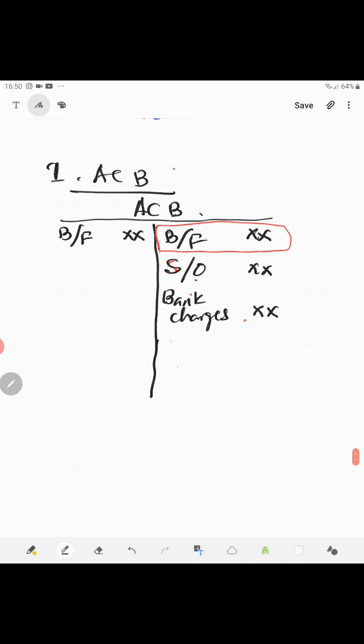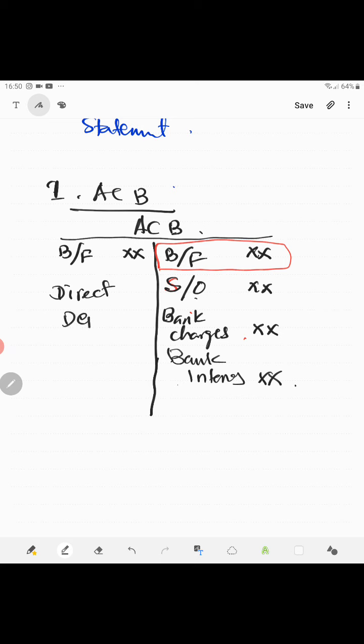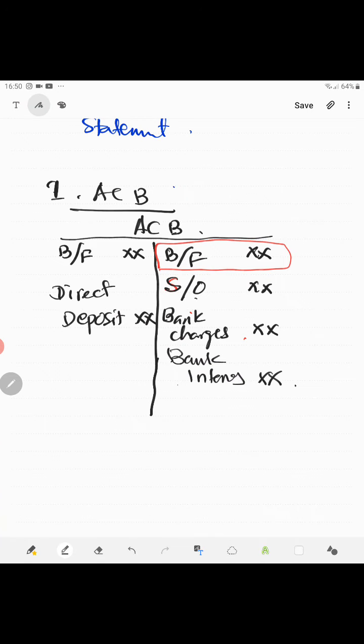And sometimes you may also have bank interest. Bank interest, I may credit this, and I will incorporate direct deposit, I will debit this, or sometimes we call it direct remittance. So either direct deposit or direct remittance. So you will have this.